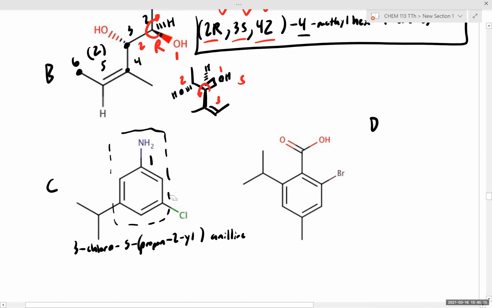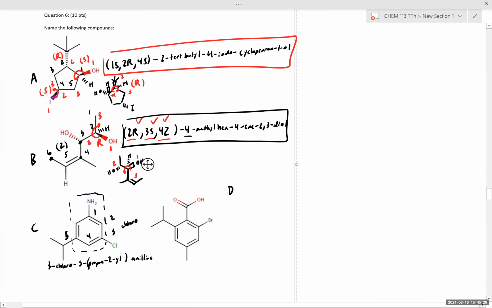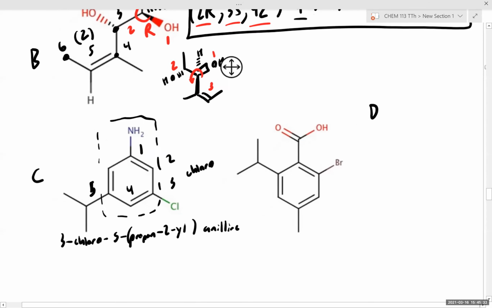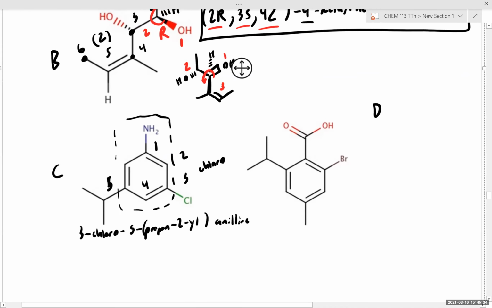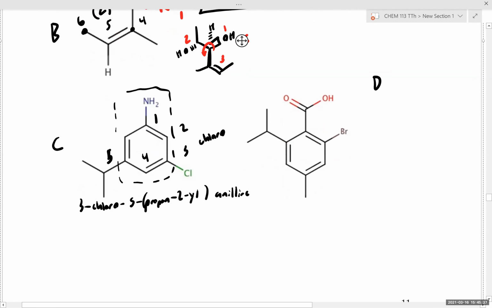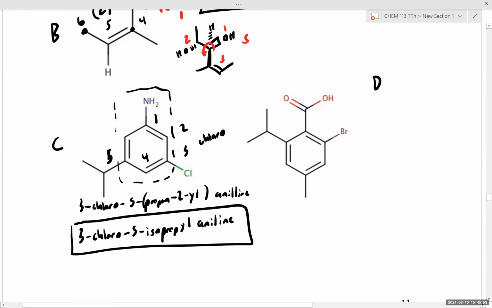Chloro is first alphabetically. So because chloro is first alphabetically, we'd give chloro or chlorine the lowest locant number in the event of a tie. This 5-propan-2-yl, that's technically correct, but that's very similar to what computers would do for naming this compound. Probably the more common name would be 3-chloro-5-isopropyl aniline. The first name isn't wrong, but it's very computer-like.